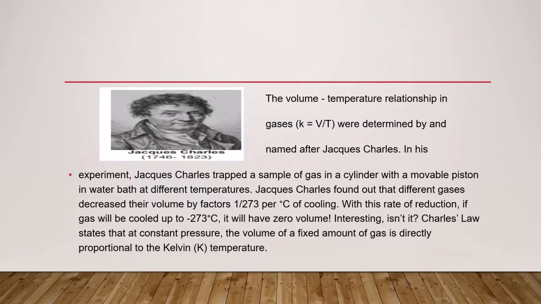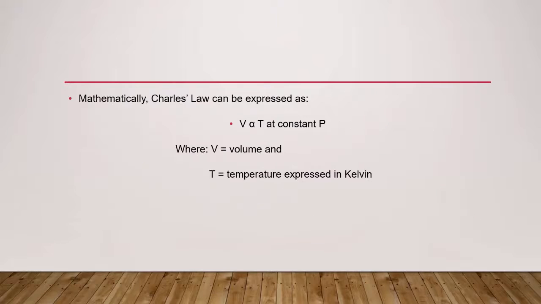Interesting, isn't it? Charles' law states that at constant pressure, the volume of a fixed amount of gas is directly proportional to the Kelvin temperature. Mathematically, Charles' law can be expressed as V ∝ T at constant P, where V is volume and T is temperature expressed in Kelvin.